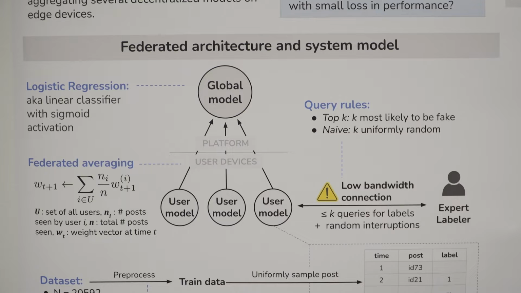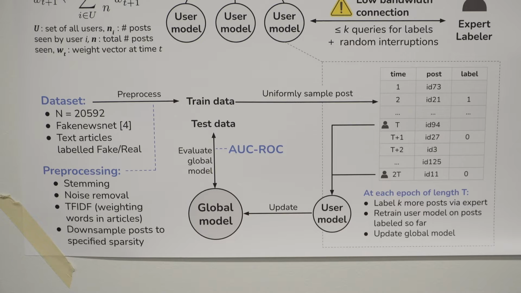Now, to evaluate this architecture, we procured a data set, which is called Fake News Net. It was published in 2018. It has approximately 20K posts. Each post is like an article, and it has a label whether or not it's real or fake. We do some pre-processing techniques on it. We use classic NLP techniques called stemming, noise removal, TF-IDF.